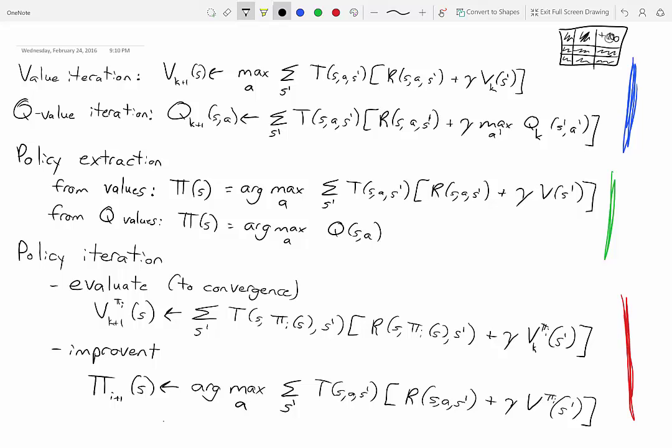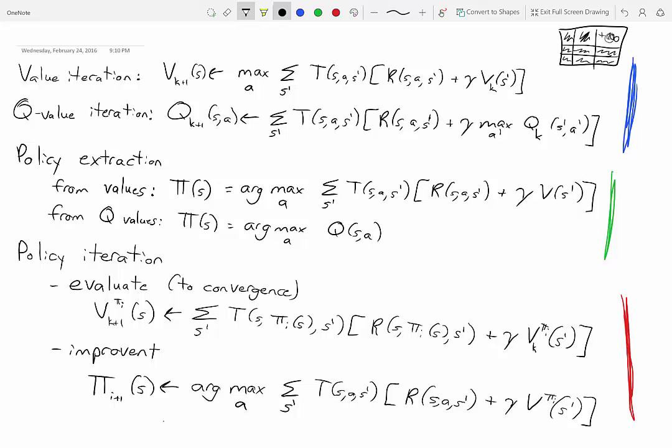Then we have policy extraction, which is given either V or Q. How do we get the policy? So for values, if we want to extract the policy, it's the best action, and then we consider the expectation with respect to the next state. So sum over all S prime, the probability, times the current reward, plus the discounted reward of the value of the next state. Now, policy extraction from Q values is much easier. The Q values for a fixed state, you just take the action that gives you the highest Q value. So argmax over A.